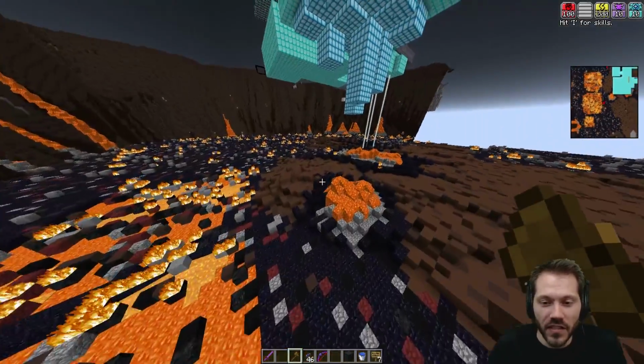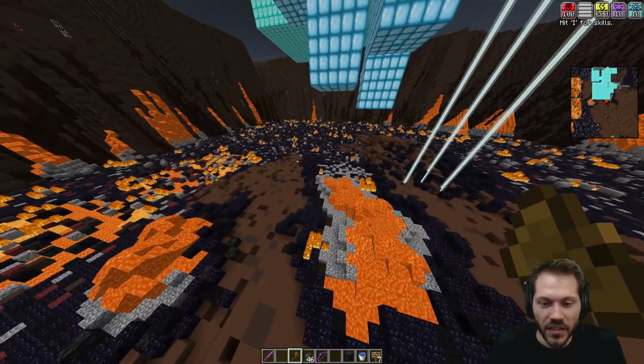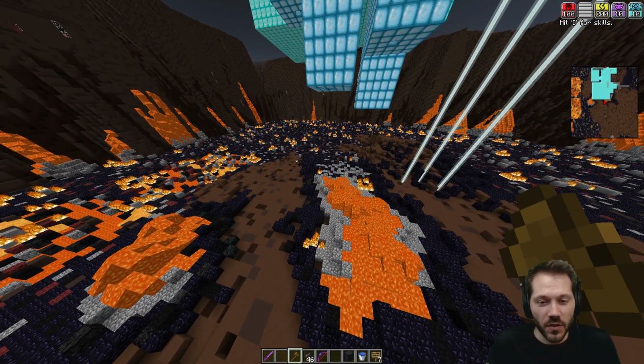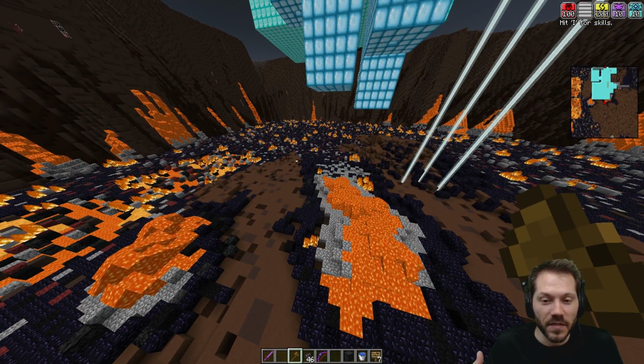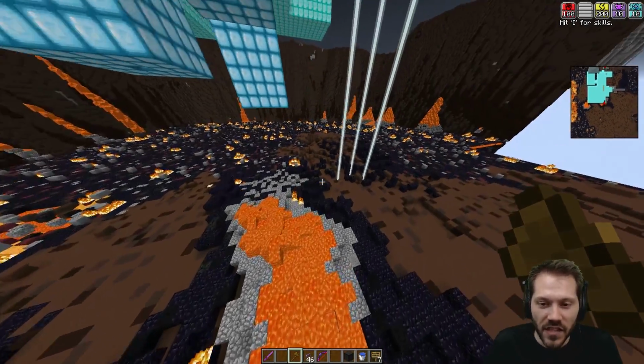The other thing that I want to do is start building some of these that are threatening Jordan's base up higher, so that he really starts to hopefully establish in his mind that the volcano is a threat to his base.